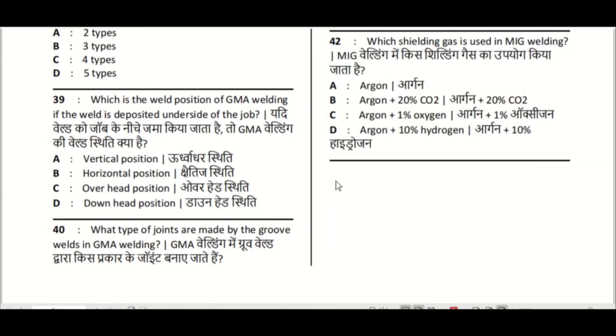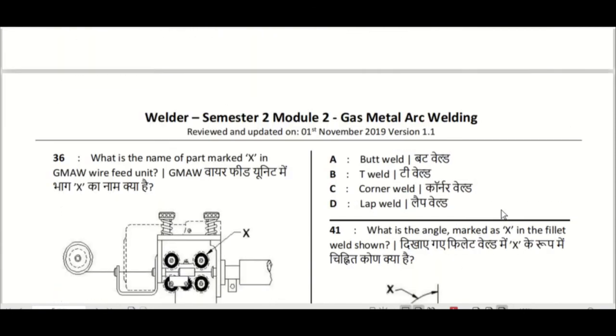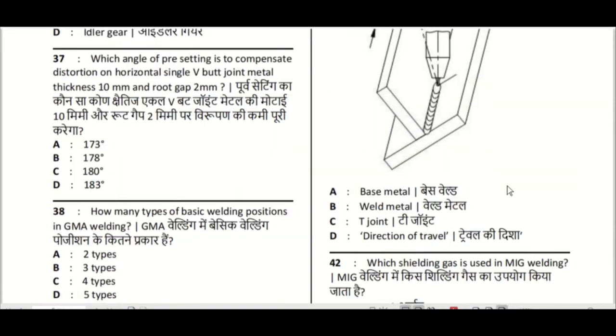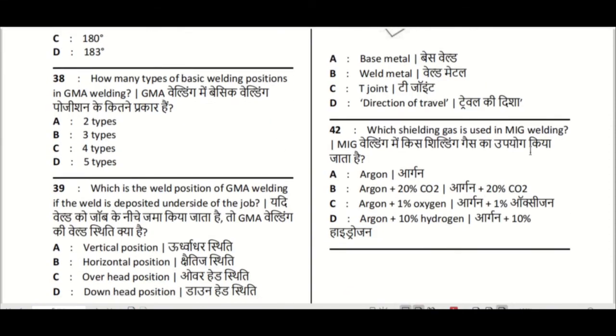What type of joints are made by the groove weld in gas metal arc welding? Butt weld. Which shielding gas is used in MIG welding? MIG means metal inert gas welding. The shielding gas should be an inert gas. So, answer is argon.